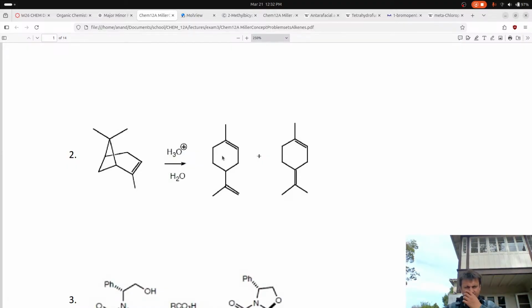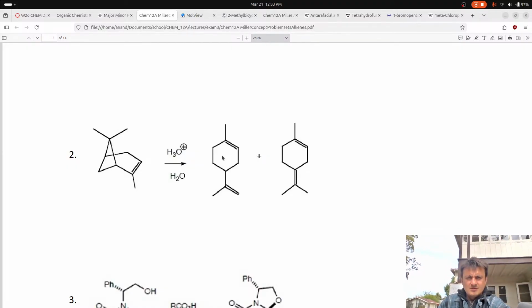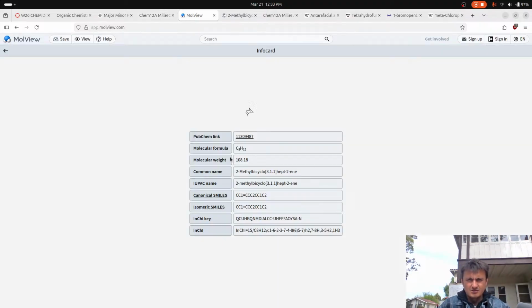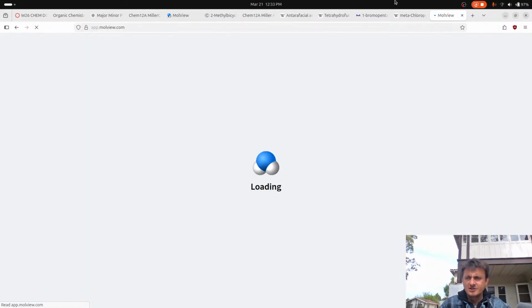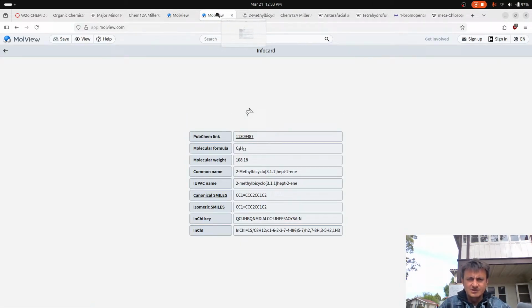Okay, wait. So we found the compound for this. Now let's draw the two products. I wish there was like tabs. If I change it on one tab, is it gonna change it on the other?